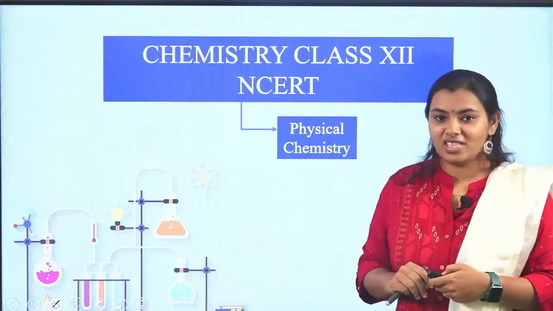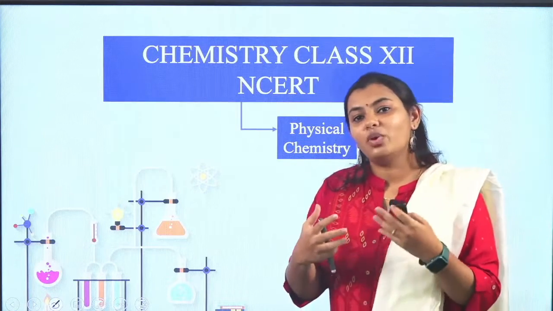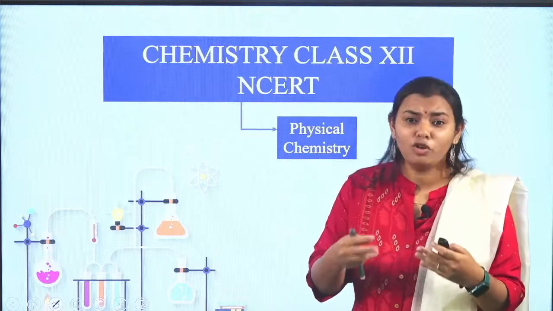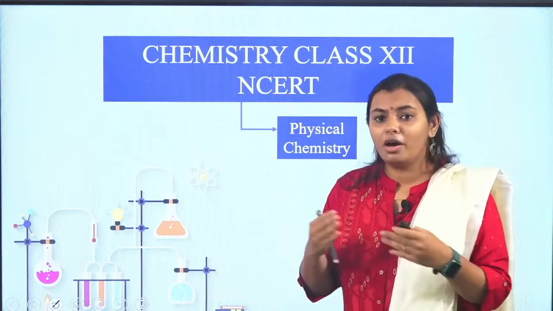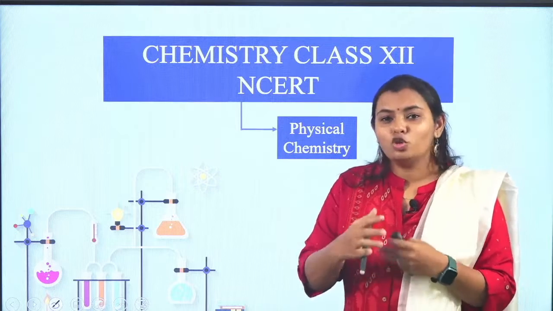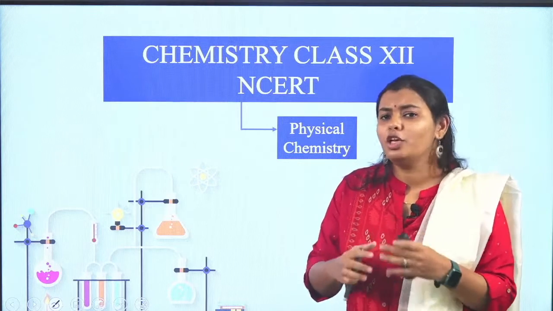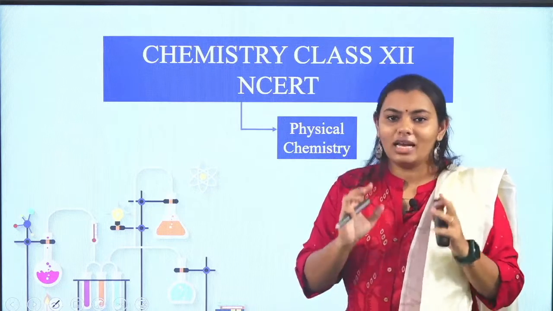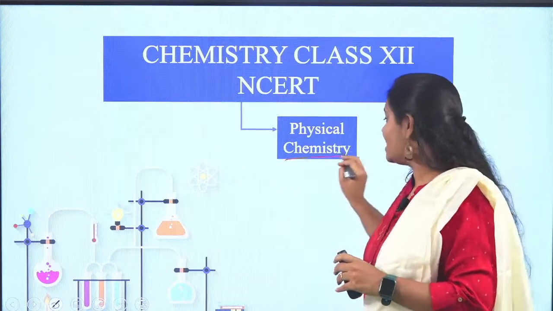The first would be physical chemistry. In physical chemistry, we have around 25 to 28 marks appearing in your board exams. Usually the numericals will be here, and all the numericals that will appear for your class 12 will be from your physical chemistry.